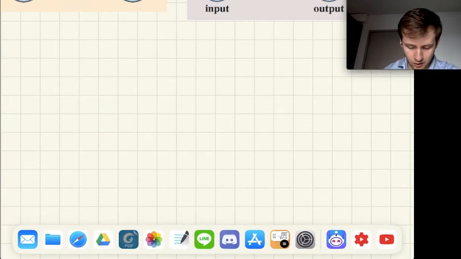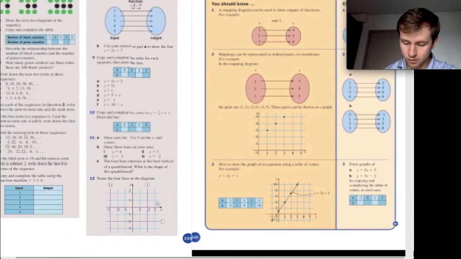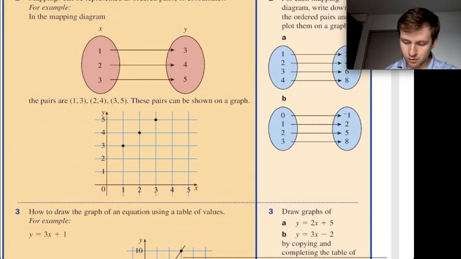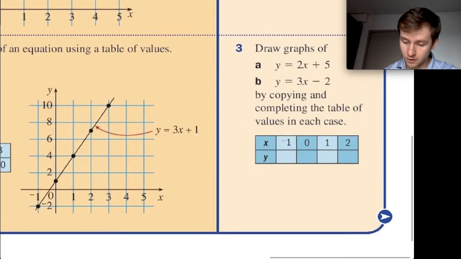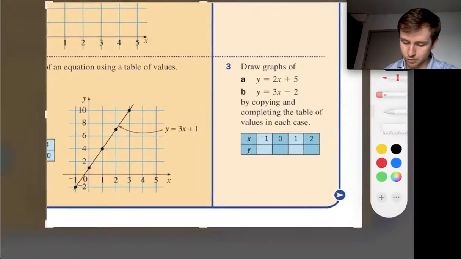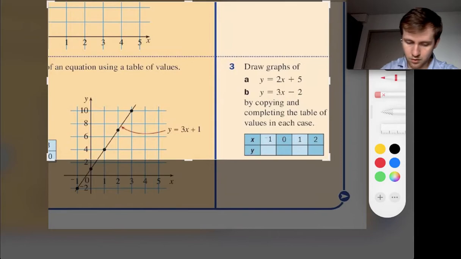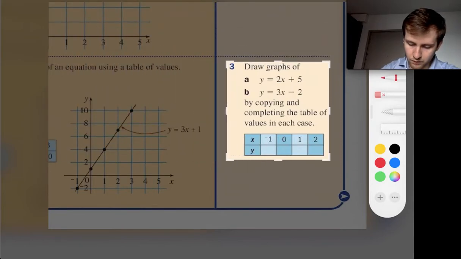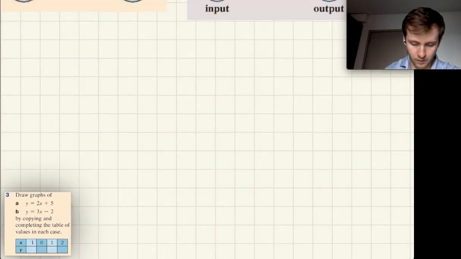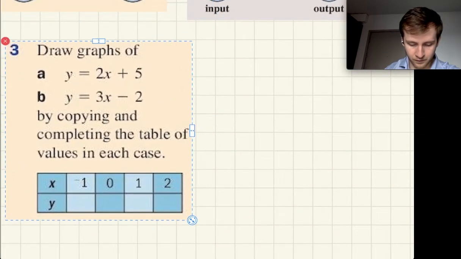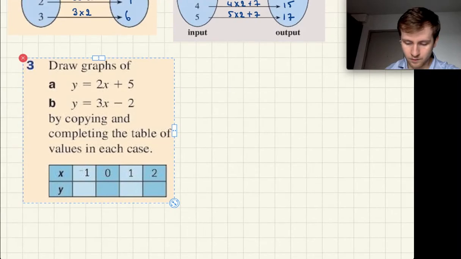Actually, wait, let me pick up the other one. Oh, we also have a diagram. Okay, let's do number 3 first, since I started talking about the tables already. So this is something we use to draw equations. Let's take it in here.